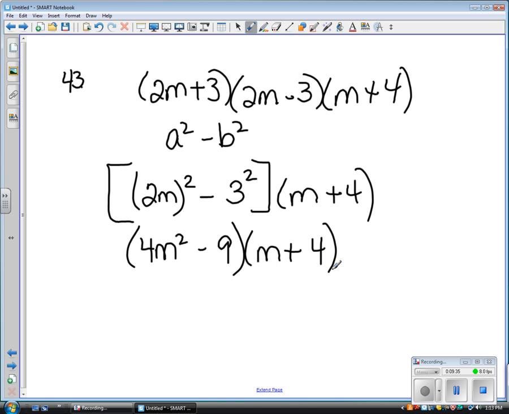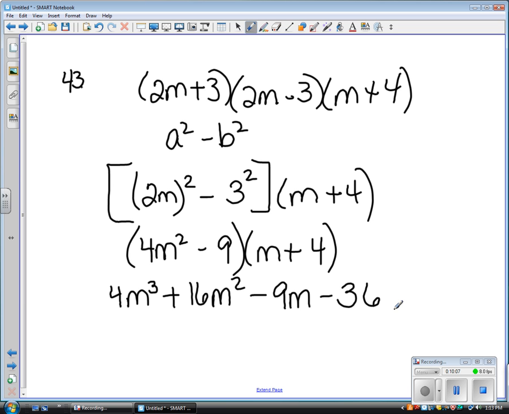Correct? Now I can use FOIL. First terms to multiply together gives me 4m cubed, outside terms gives me 16m squared. Inside terms, and last terms. Can I add anything? No, in this case, I can't because here's an M3, M2, M, and nothing. Okay? Questions? Nobody? Okay.